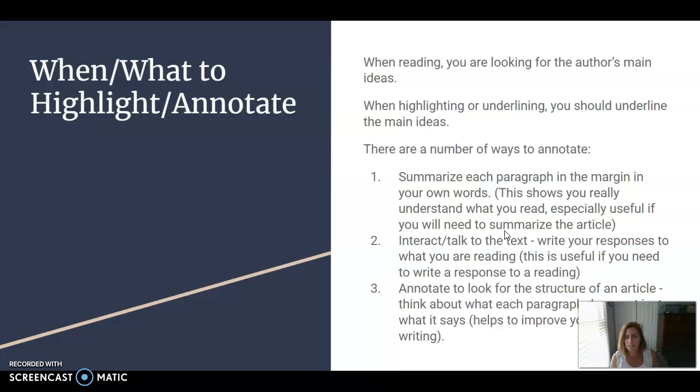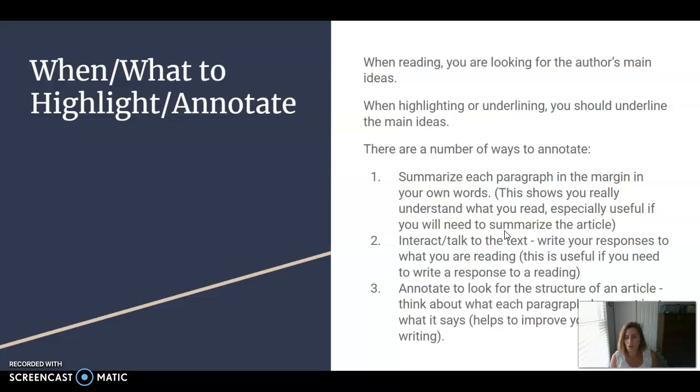Also, as you're reading, think about summarizing either each paragraph, or sometimes the paragraphs are short, so each section, summarizing those in your own words. This will really make sure that you understand what you're reading, and it'll also keep you engaged as you read.